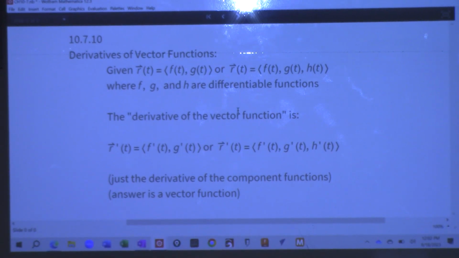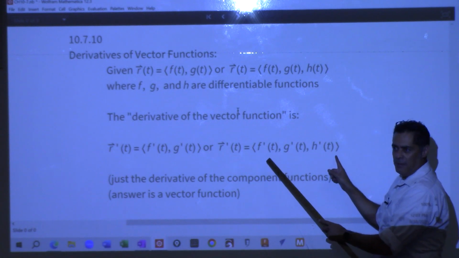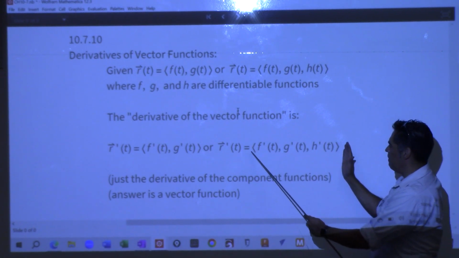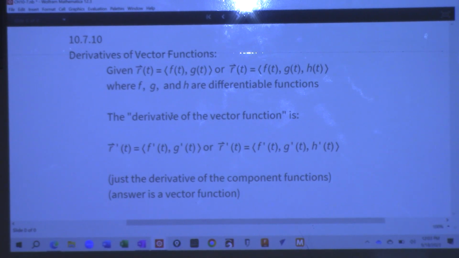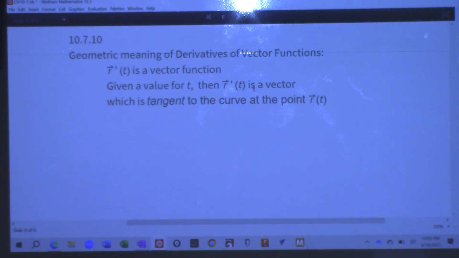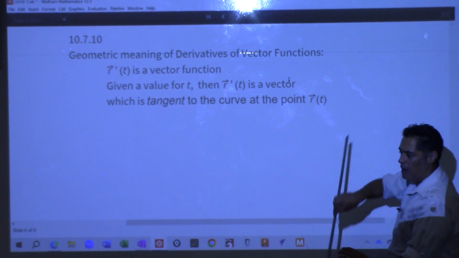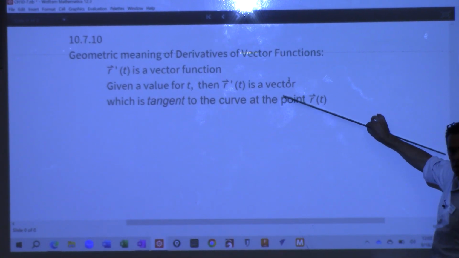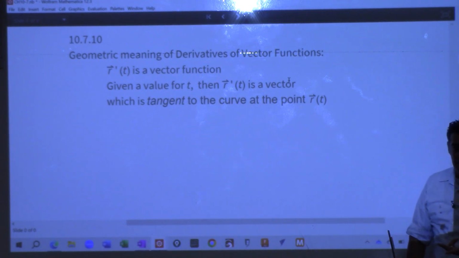The question is, what's the answer, right? If you take the derivative of a vector function, you get a new vector function, don't you? It's going to be a new vector. It has 3 components, or 2 components if you're in 2-dimensional space. So what is the geometric meaning of the derivative? Well, back in Cal 1, the derivative represented what? The slope of the tangent line, right? Here, the derivative is a vector. So what does it represent geometrically?